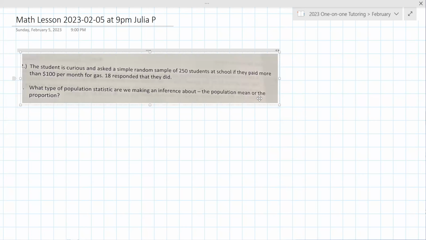Calculator available? I do, yes. Okay, perfect. Because we're going to use that for these calculations. Okay. So this is question 2.